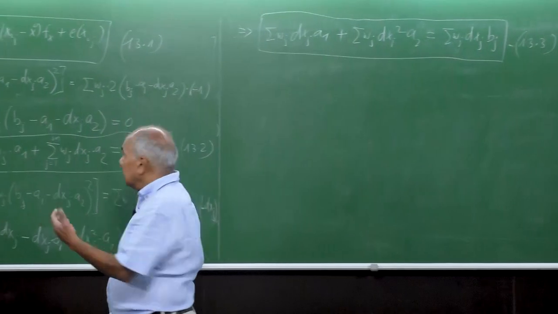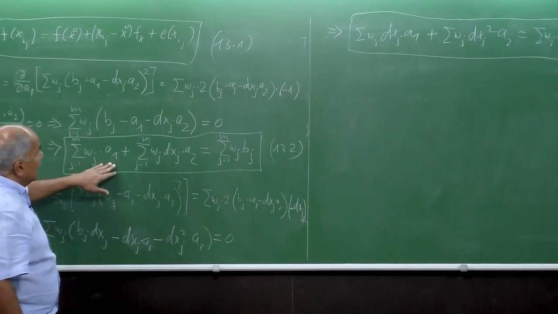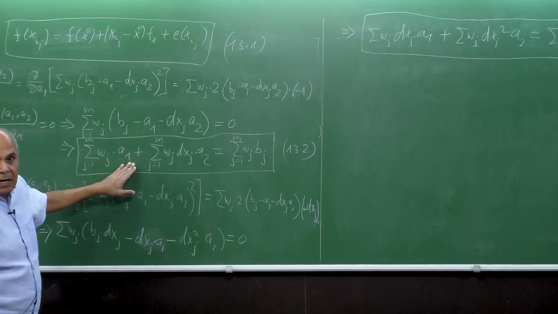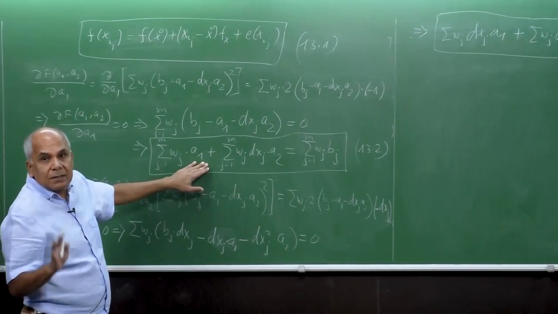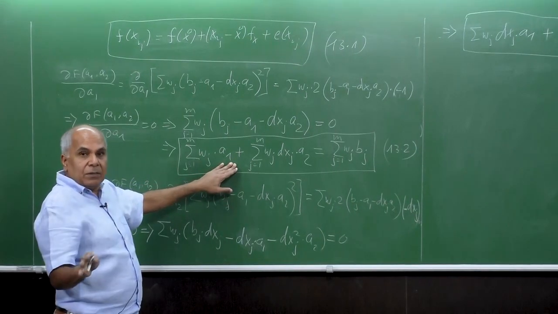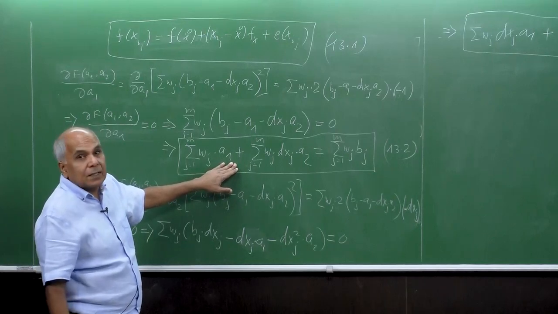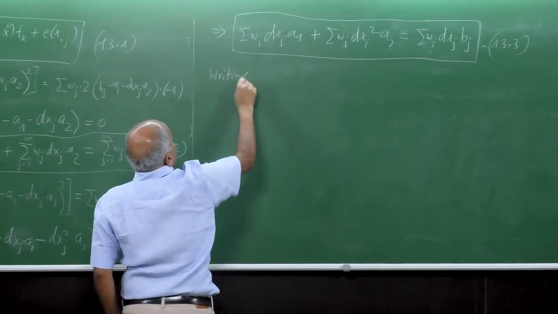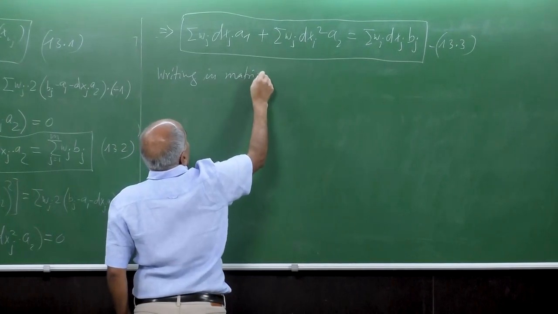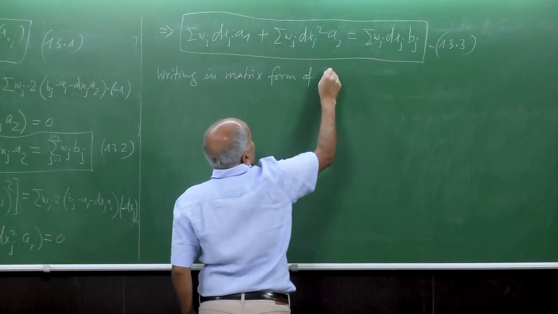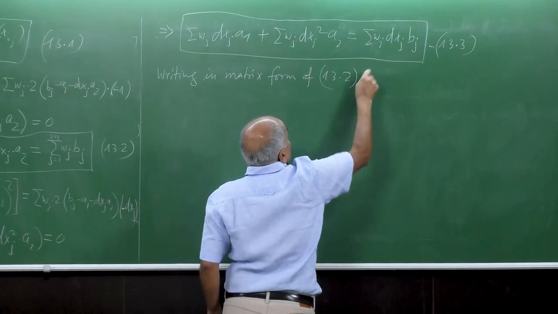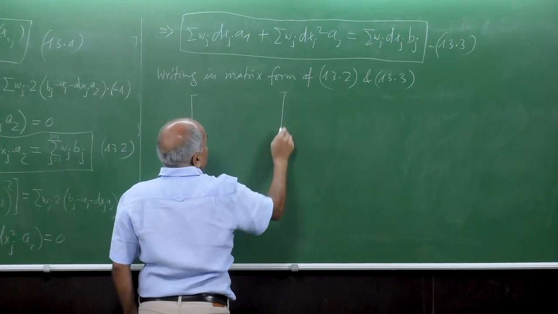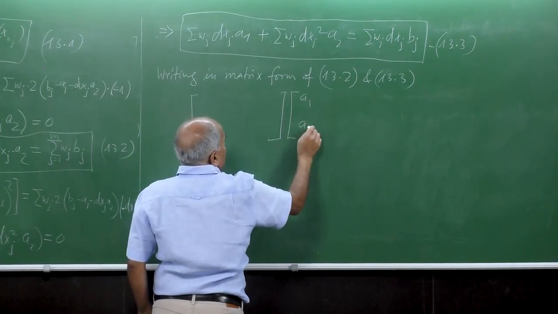Now what we get? We get two equations, the first one and the second one. So two unknowns A1 and A2, and two equations. Now at least we hope that we get consistency. The number of equations is equal to the number of unknowns, so we hope to get the solution. And now, writing 13.2 and 13.3 in matrix form, what do we get? So my unknown is A1, A2.